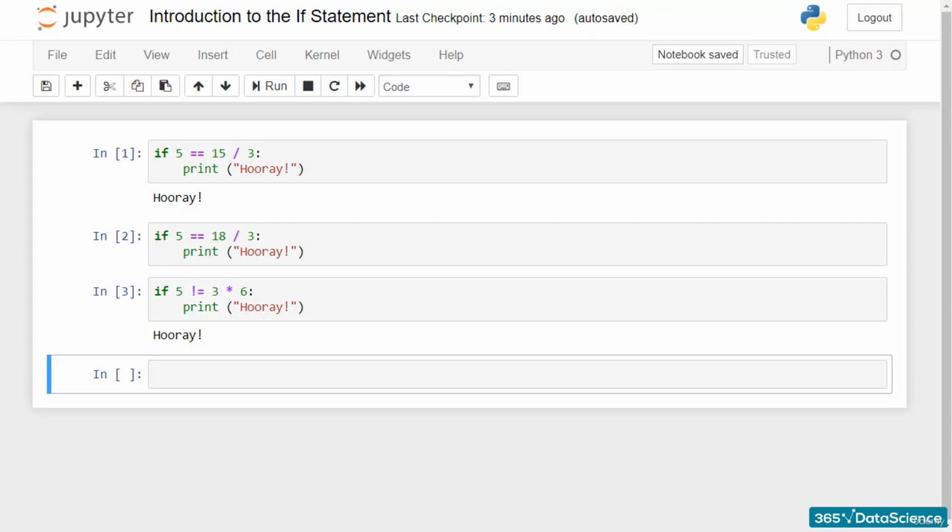This was a brief introduction to if statements. This logic will help you proceed to the next lecture, where we will complicate things a little bit, but not too much.